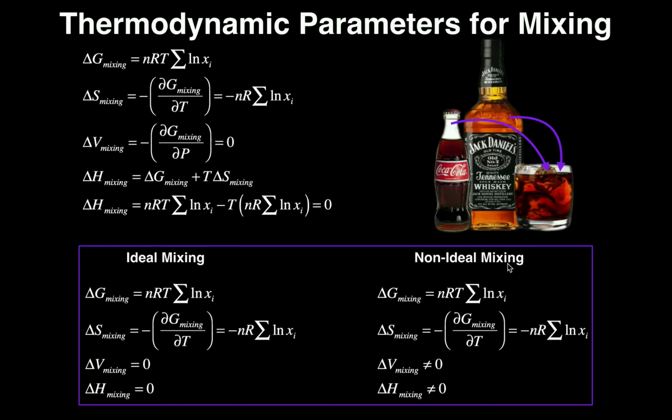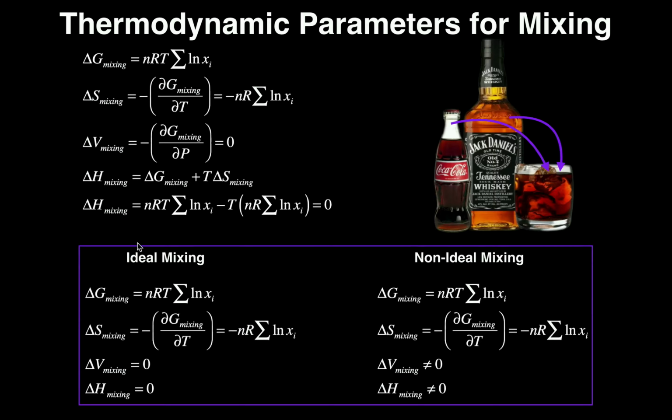But sometimes this happens, and in this case you don't have ideal mixing, rather it's real or non-ideal mixing. Okay? Now in any case, the change in volume associated with mixing you can define by this partial derivative. It is the negative partial derivative of G of mixing with respect to pressure. Now, it's only equal to 0 for ideal conditions. When you have real conditions, this change of volume of mixing is not going to be 0.